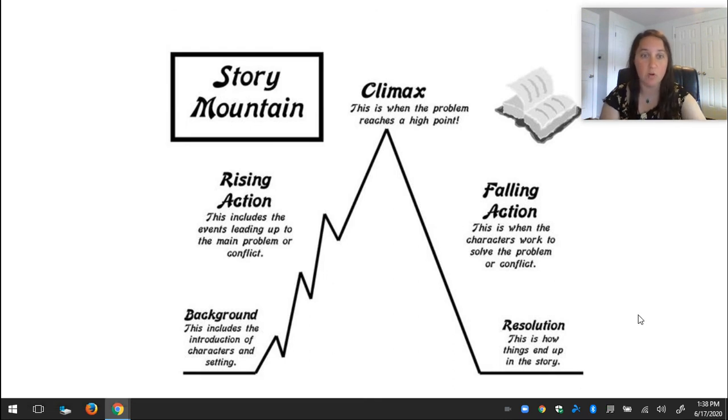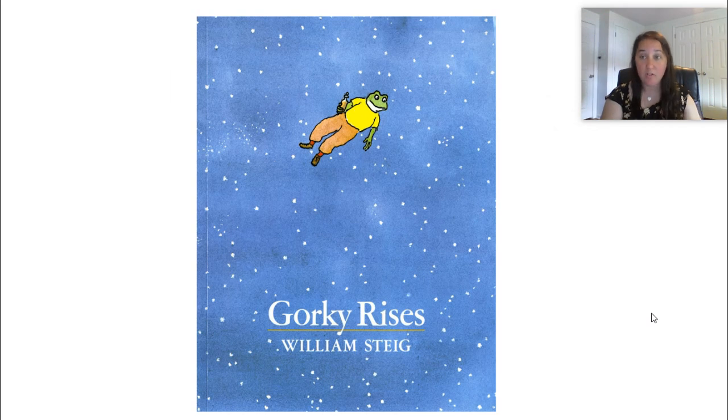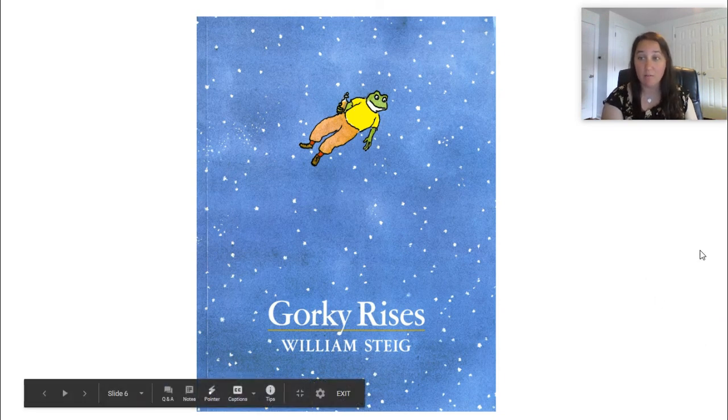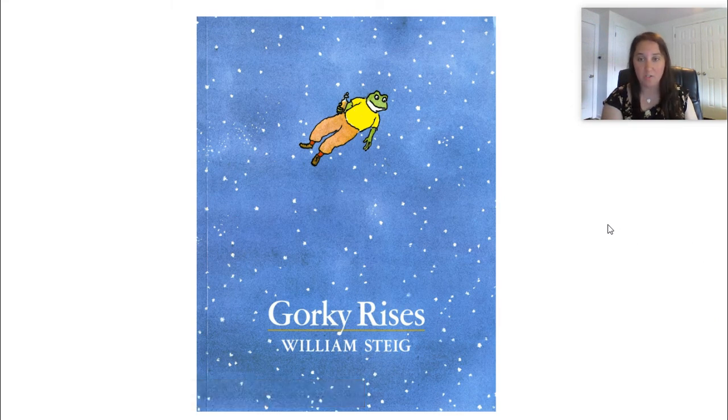So these are probably all words that you've heard of before, either in reading or writing, and have studied in stories that you've read. When it comes to writing your own fictional narrative this week, I want you to think about this diagram to help create your story. So to kick off our unit, I'm going to share with you a great story called Gorky Rises, and it's written by William Steig. I have the book in front of me, but instead of showing you the pages, I have all the pictures up on the screen for you. So you can just keep your eyes right on the screen, and I'll read for you. This is an example of a fictional narrative, and we're going to use this to inspire us to write our own fictional narrative stories coming up.